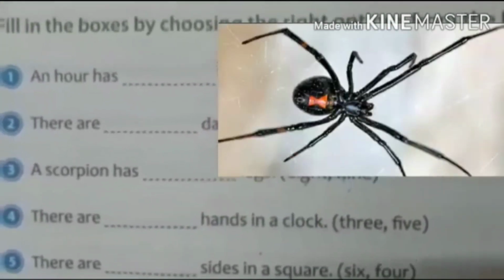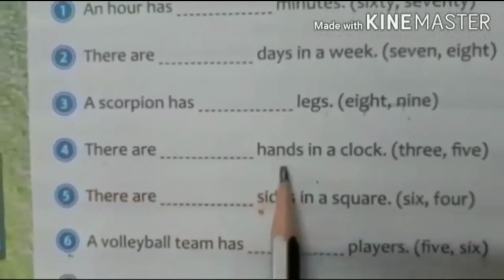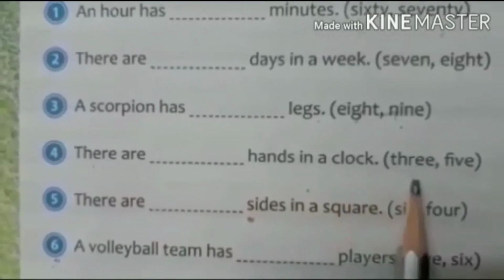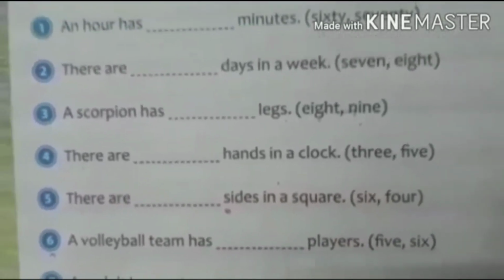Okay. Next question, fourth question. There are dash hands in a clock, 3 or 5. In the first question, I have shown you the picture of a clock. So, how many hands in a clock? 3 hands.